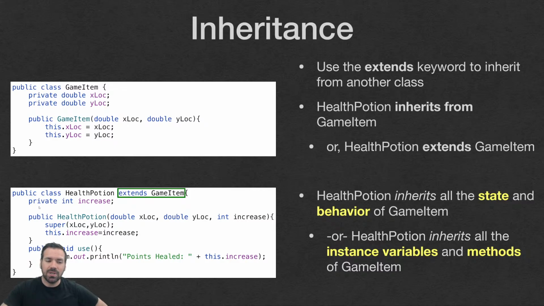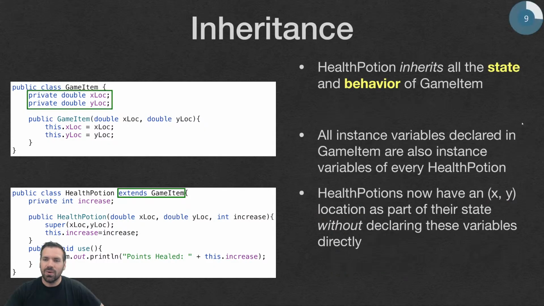And then in the health potion class, we're going to add more functionality. We're going to add the health potion specific functionality, being the increase instance variable, initializing that variable, and then the use method that's going to be able to actually heal the player when they consume a health potion. So extends is our keyword to get all of the state and behavior from one class into another class. All of the state means all of the instance variables of the class that you're extending are now instance variables of the extending class.